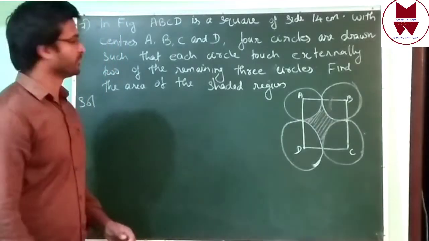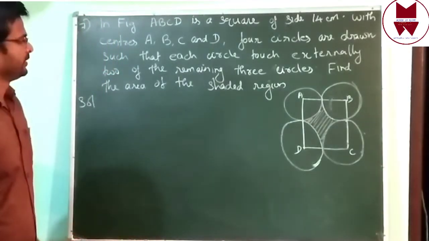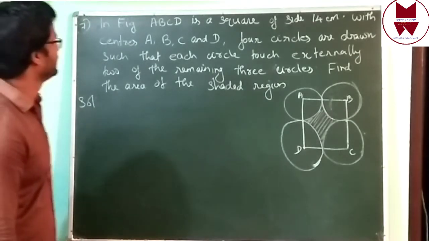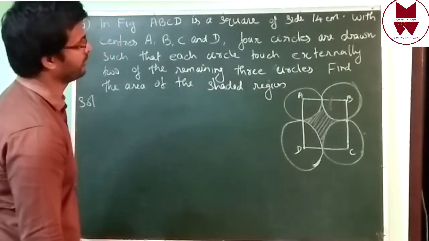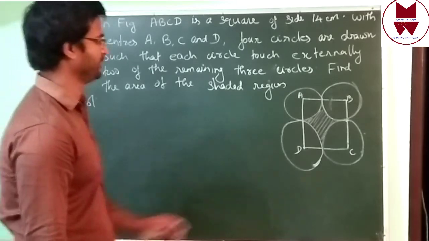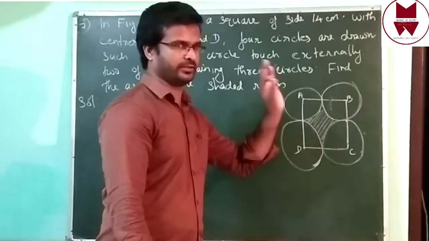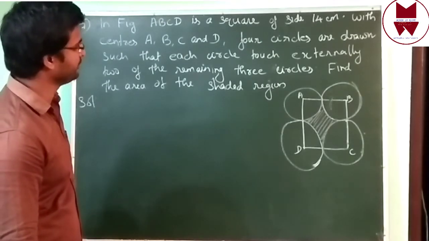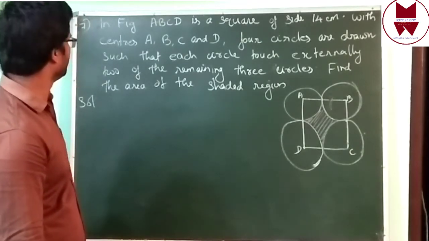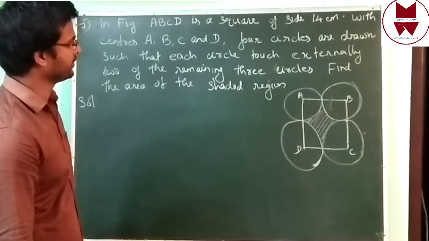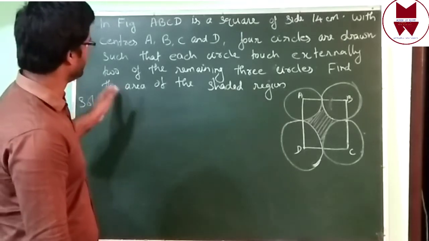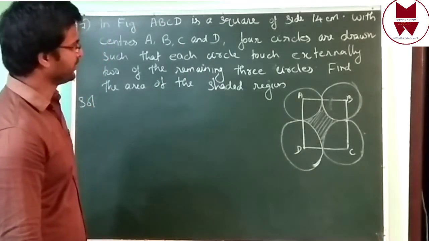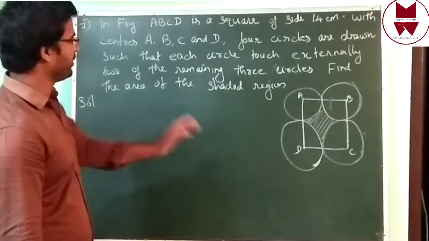Now we can see question number 7. In here one figure is given. In the figure ABCD is a square of side 14 centimeter. The side of the square is 14 centimeter. With the centers A, B, C, D, 4 circles are drawn such that each circle touches externally 2 of the remaining 3 circles. Find the area of shaded region.